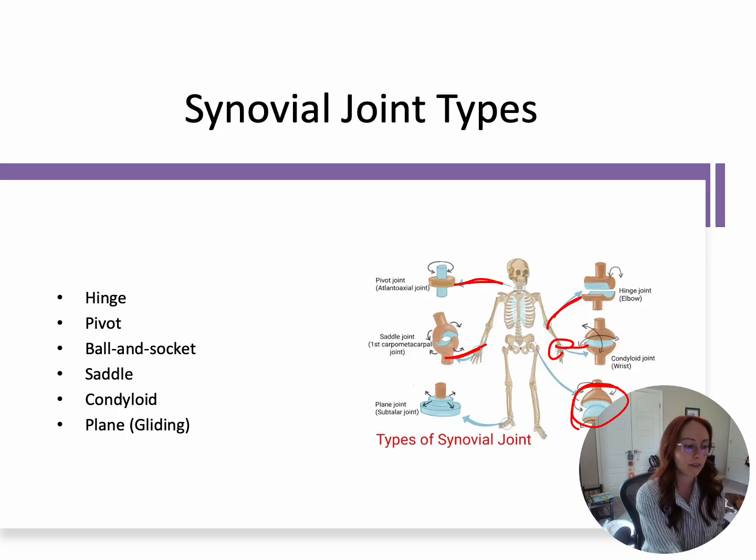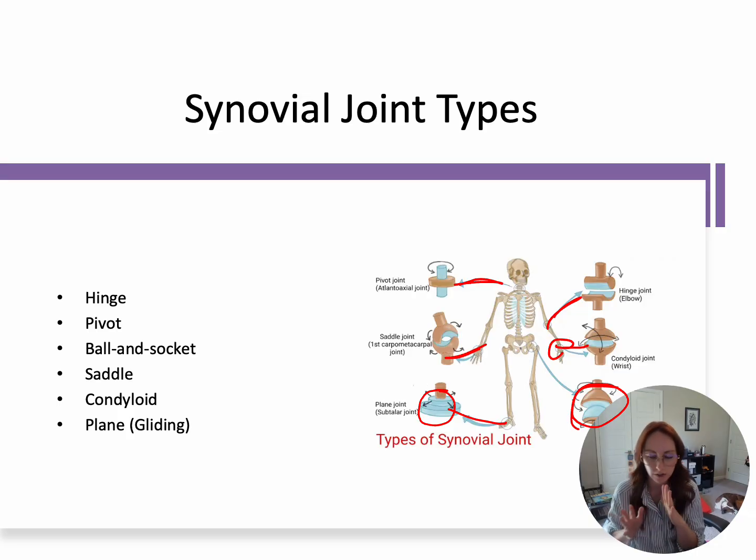And then we have plane or our gliding joints. So that is seen right here, most commonly within our intertarsal joints. So they allow limited sliding or gliding movements between flat articulating joints or surfaces.